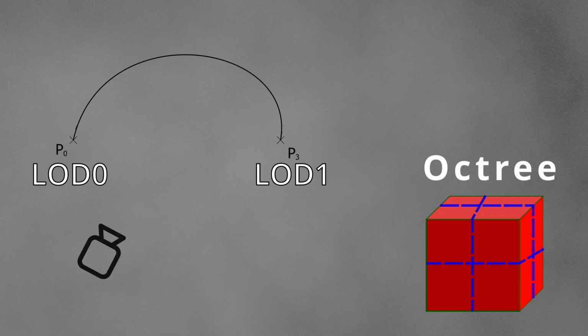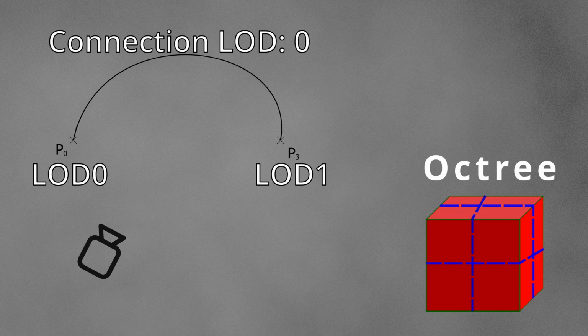After receiving the LOD level of each point of our curve, we need to calculate the LOD level of the connection between these 2 points. Here basically we set the LOD level of the connection between 2 points to the smallest LOD of its points.